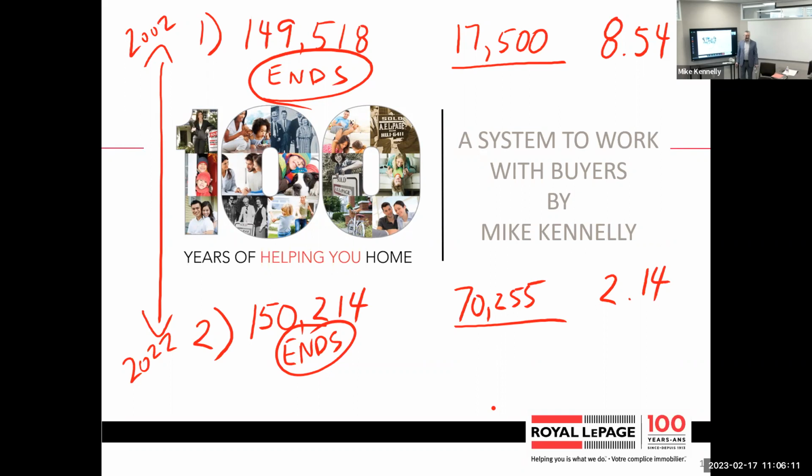Any guesses? Number of realtors? Yes. Who said that? That was Anne Maria. All right. She's right. That's the number of realtors that were in the Toronto Real Estate Board. So 20 years ago, we had 17,500 realtors on the Toronto Real Estate Board, and now we have 70,000 realtors on the Toronto Real Estate Board.